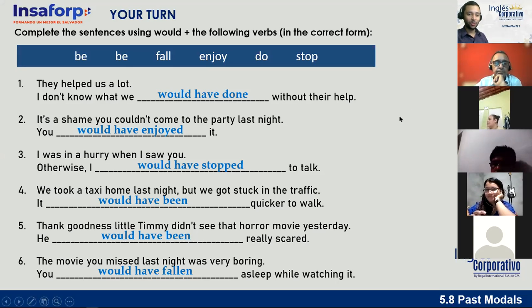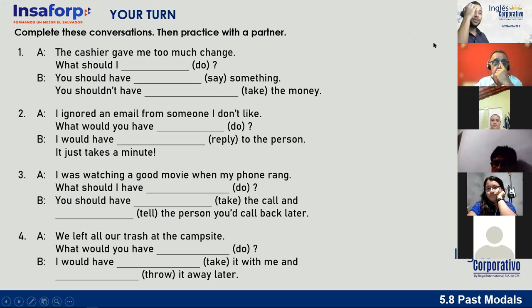There is one more exercise for you. Before we continue, do you have any questions about this? No question, teacher. No questions. Okay. Great. So, final exercise. Complete these conversations, then practice with a partner. So, there is this. The cashier gave me too much change. What should I... Using the verb do, of course. What should I... Who wants to try?